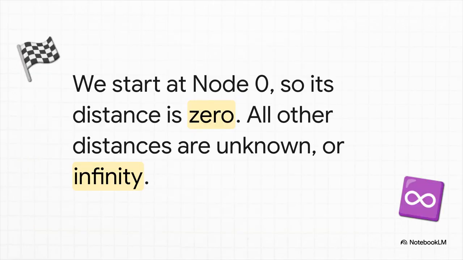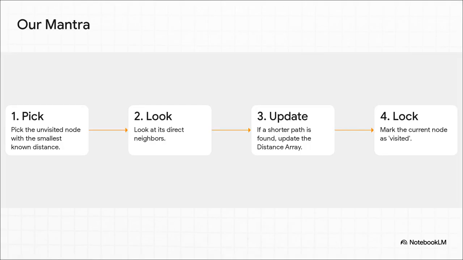Okay, so we're starting at node 0, right? The distance to get to yourself is, well, it's 0, obviously. But for everywhere else, we haven't explored anything yet, so for now, we'll just set their distances to infinity. It's really just a placeholder for "we have no clue yet." And this is the secret sauce. The entire algorithm comes down to this simple 4-step process. We're just going to repeat it over and over. Pick, look, update, lock. Let's see it in action.